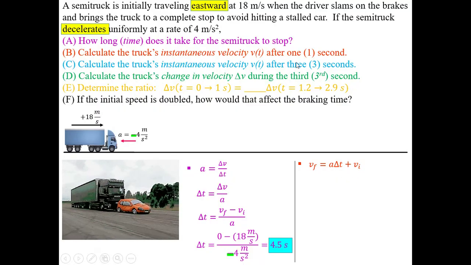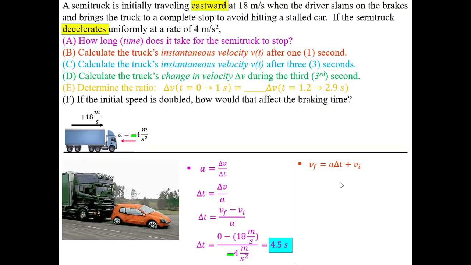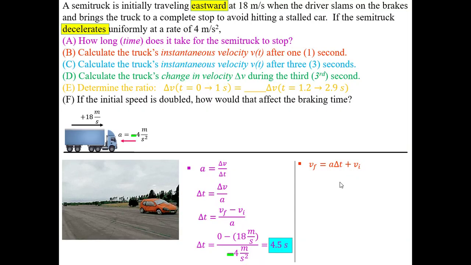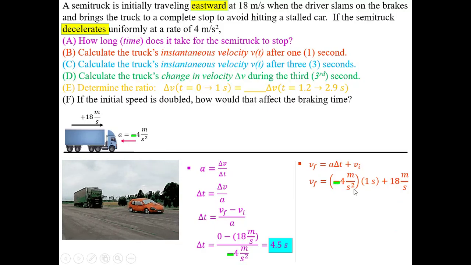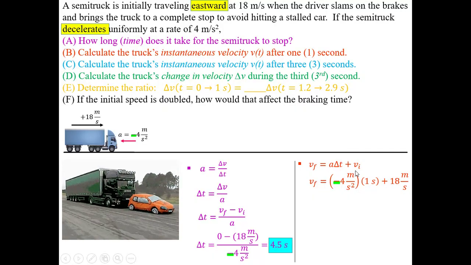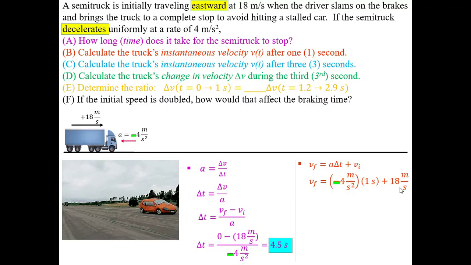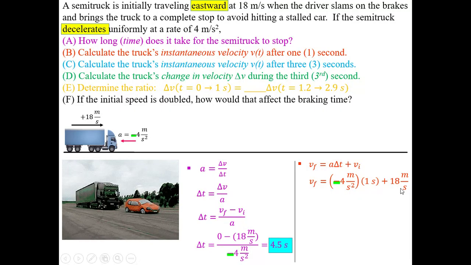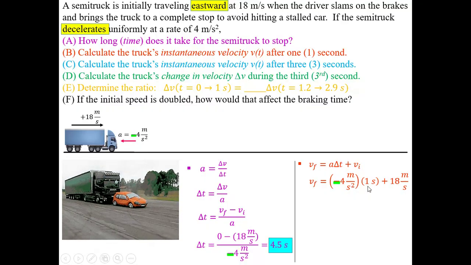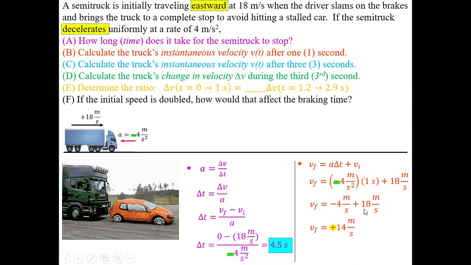So here it says after 1 second. So I'm going to start at 0 seconds and just go to 1 second, which is a difference of 1 second. So my acceleration is a negative 4 meters per second squared. My change in time for part B here is just 1 second. Well, what's my initial velocity for this particular problem? It's initially moving eastward, so my initial velocity is a positive quantity. All right, so therefore negative 4 times 1 is just negative 4, and negative 4 plus 18 will give you positive 14 here.